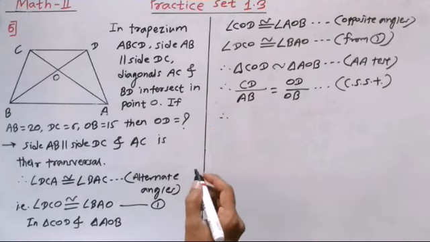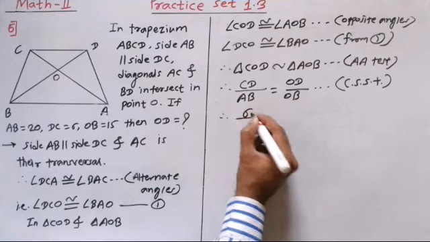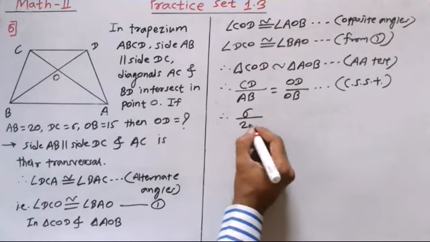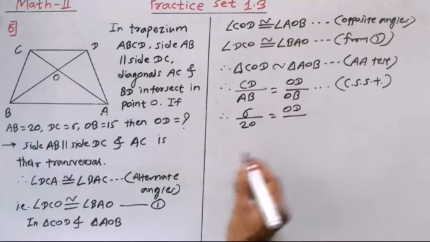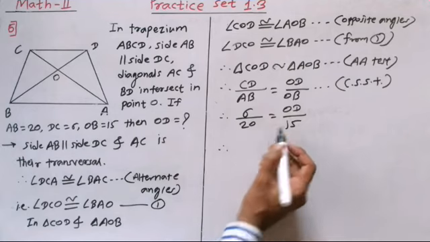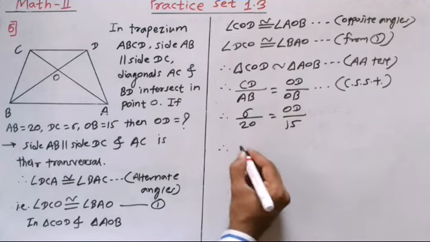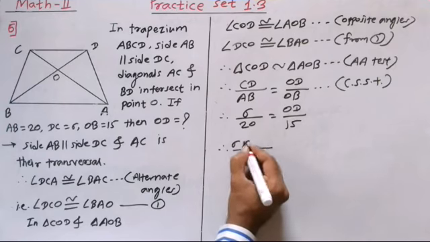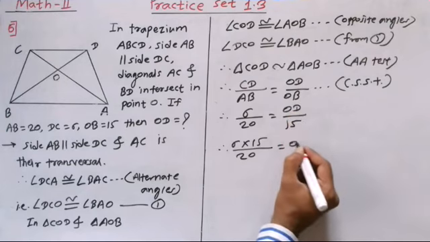Now let us put the values. CD means DC is given 6, AB is given 20, is equal to OD, we have to find it out, and OB is given 15. So if this 15 is shifted to the left side, we can write the step here 6 into 15 upon 20, and what remains on the right side is OD.